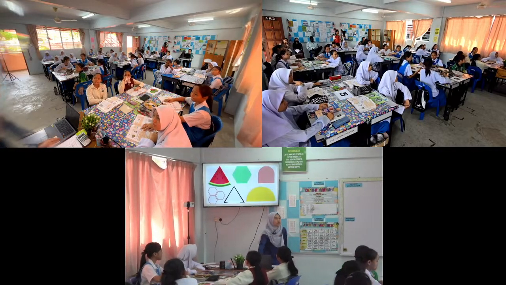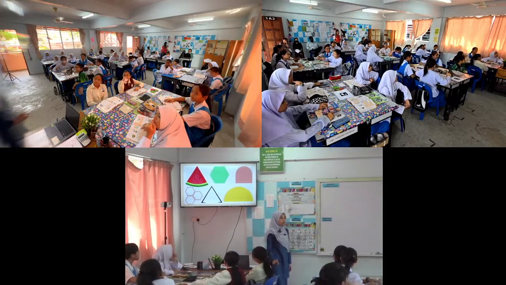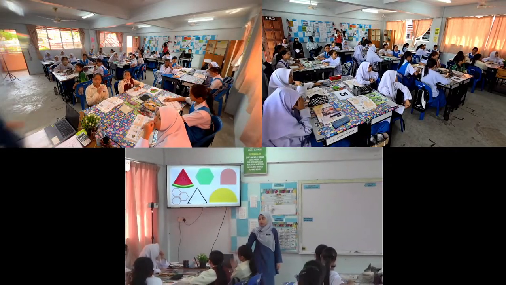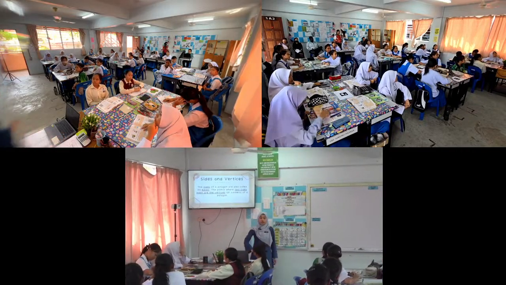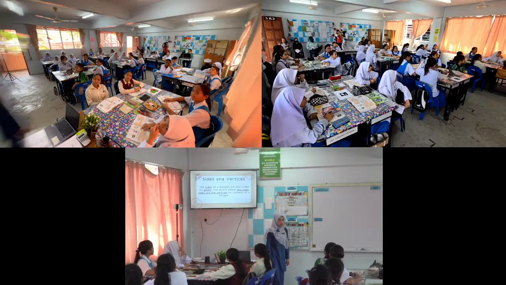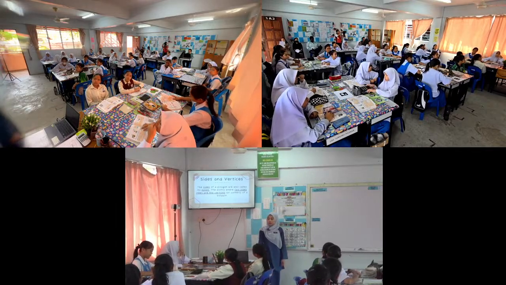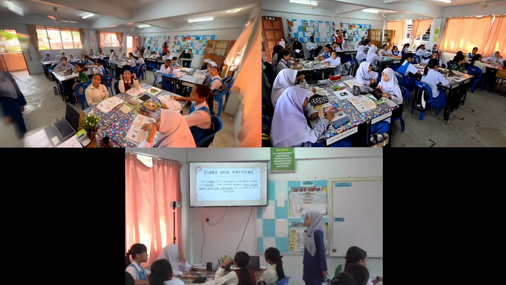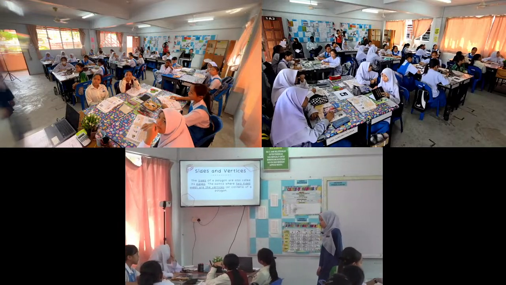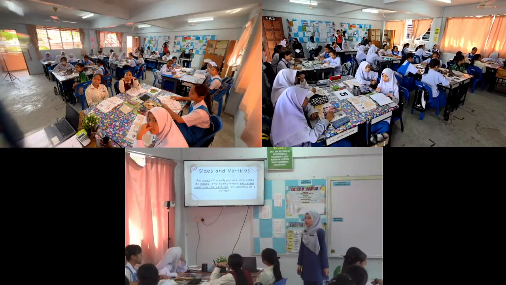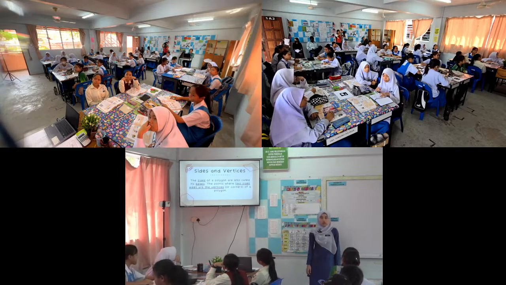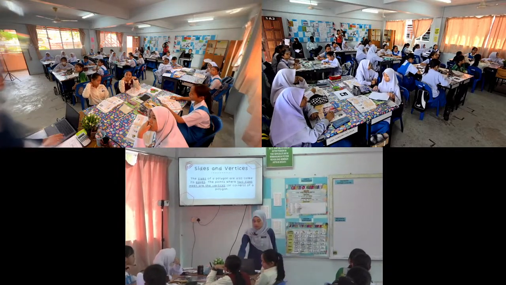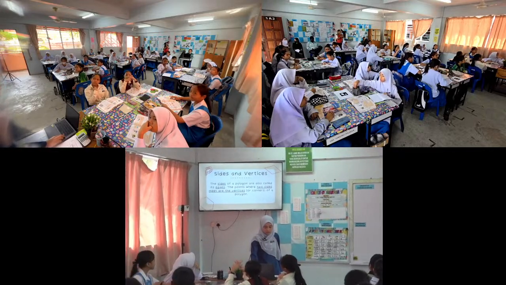Okay, just now you already saw the sides. The sides must be closed. Okay, now we proceed with the next one. Let's learn the meaning of sides and vertices. The sides of a polygon are also called its edges. The points where two sides meet are the vertices or corners of a polygon. Let's look deeper at sides and vertices.